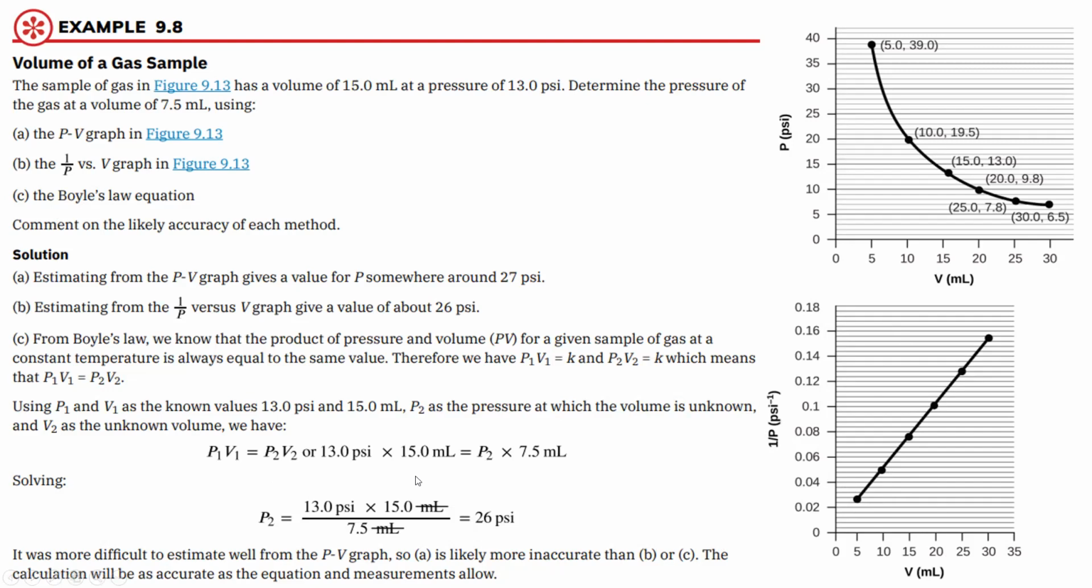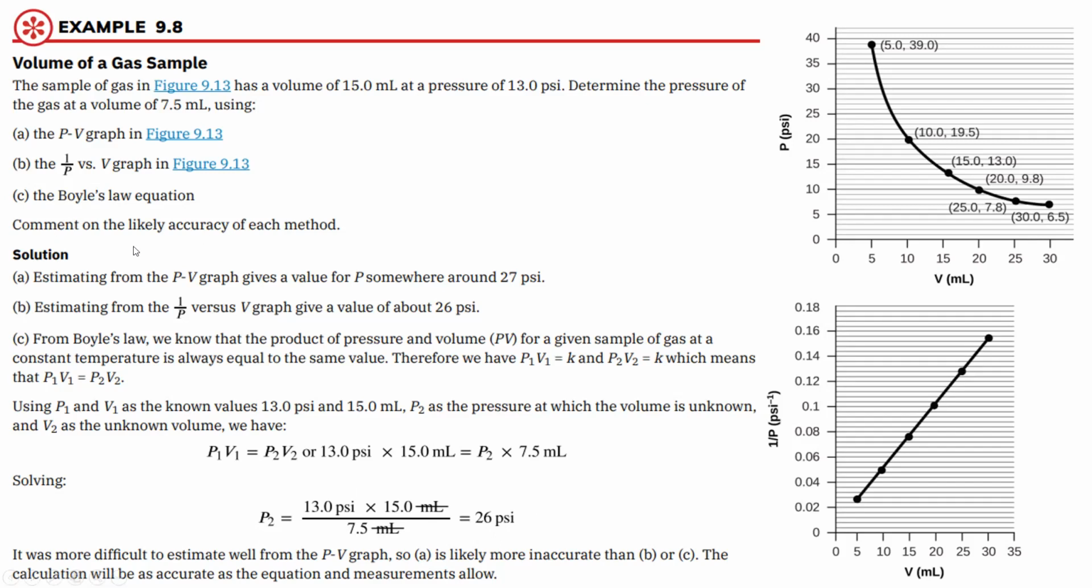But then with the calculation one, we can actually plug in those values and see what it's going to be. Again, we've got P1 and V1, so 13 psi and 15 milliliters. We've got V2, 7.5 milliliters. So we're just solving for P2 in this case, and we'll get 26 psi there. And remember, psi is just pounds per square inch. It's just a different pressure unit. But since it didn't specify for anyone in particular, we can just keep it as psi.